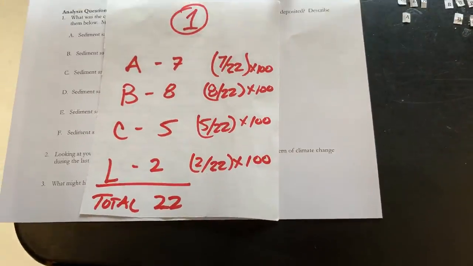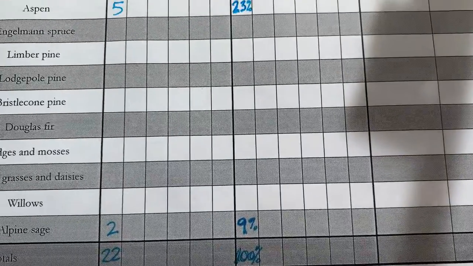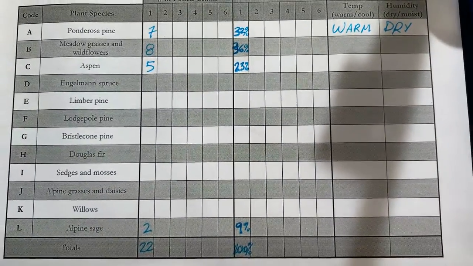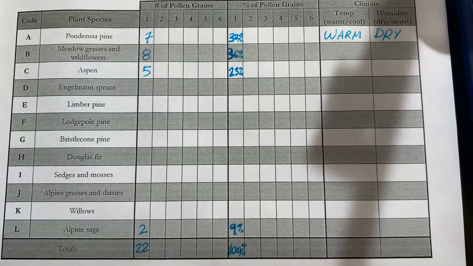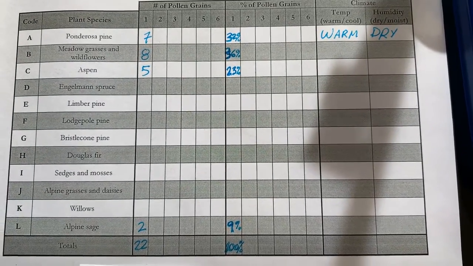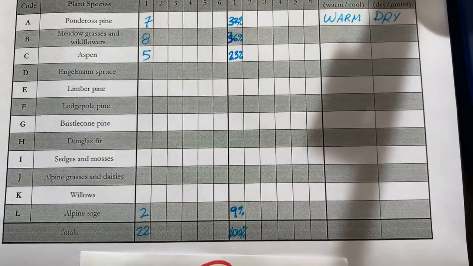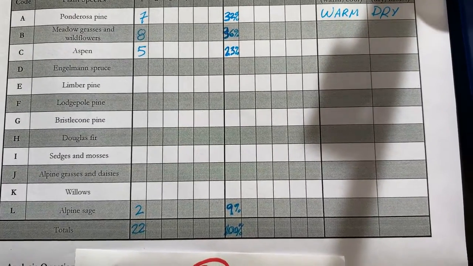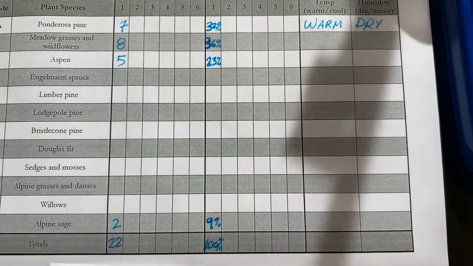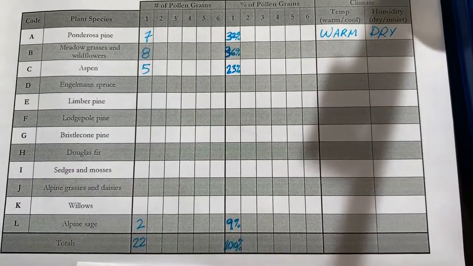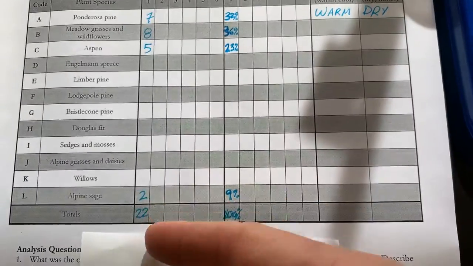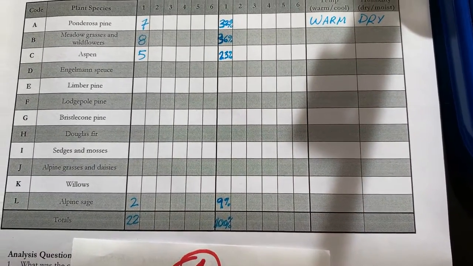I went ahead and made a big Post-it note with them on, but I also included it in the table. There were 7 A's, which are ponderosa pine, 8 B's, which are meadowgrass and wildflowers, 5 C's, which are aspen, and 2 L's, which are alpine sage. Further, I went through and added all of these up and got the total to be 22.